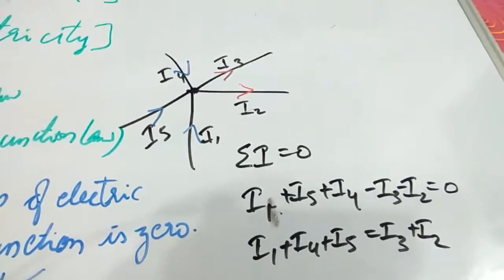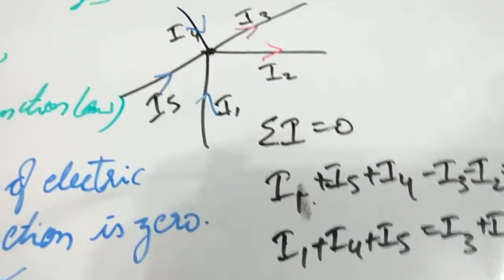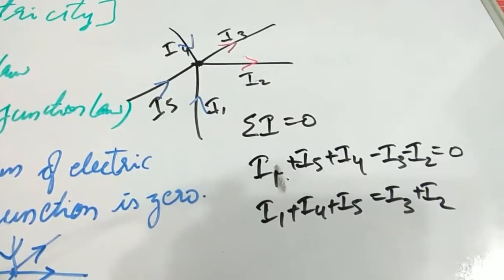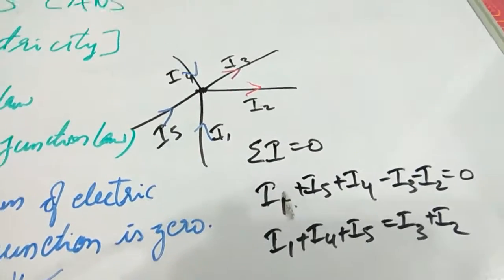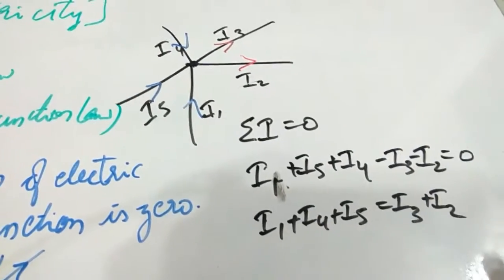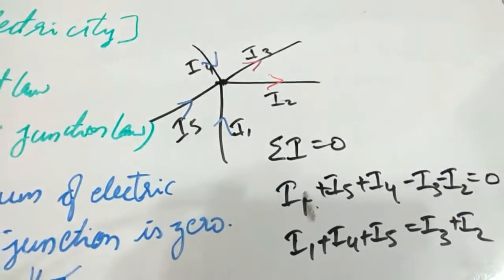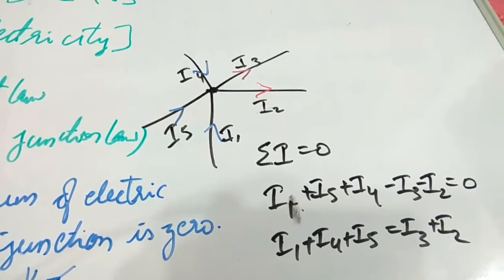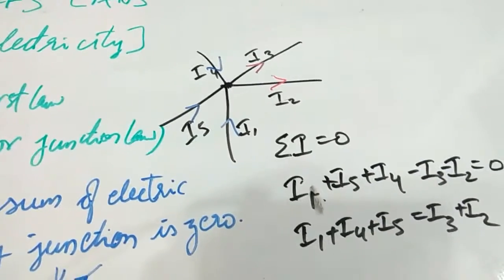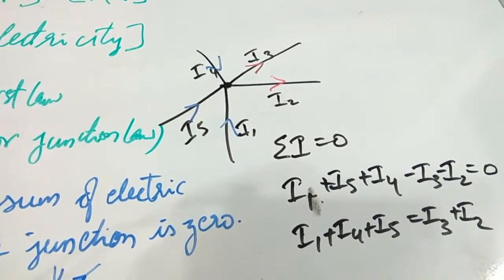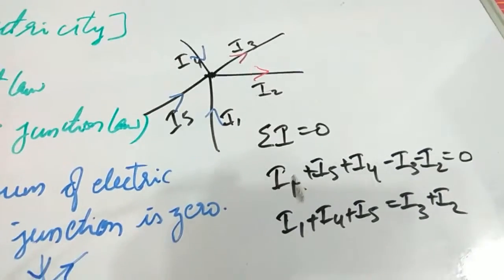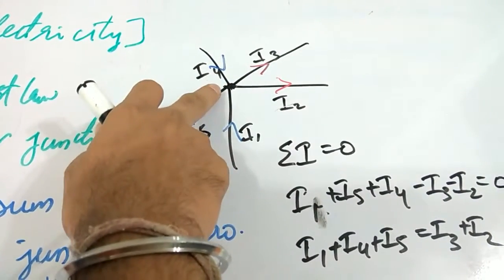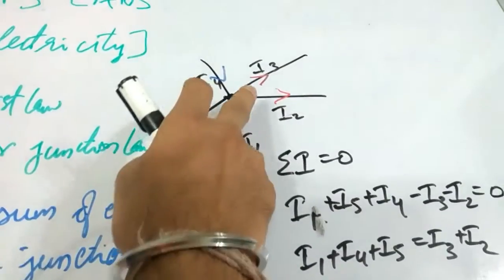This is the current law. Simply, there should be no current at the junction. The sum of the currents flowing towards the junction is equal to the sum of currents leaving or going away from a junction. And this law is also in accordance with the conservation of charge. Since there is no accumulation of charge at this point, there is no gain or loss of charge at this point.